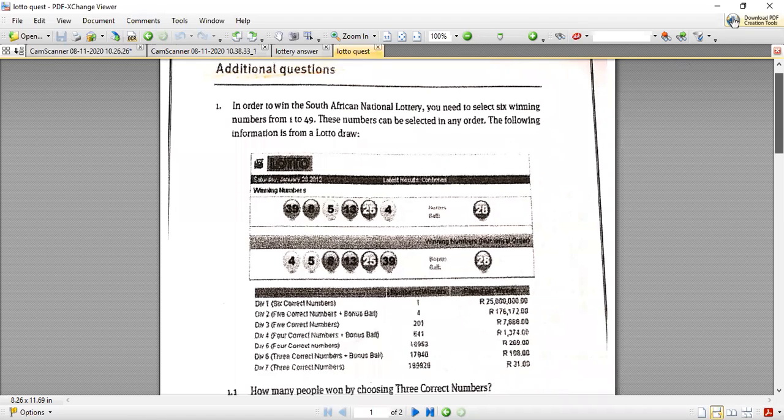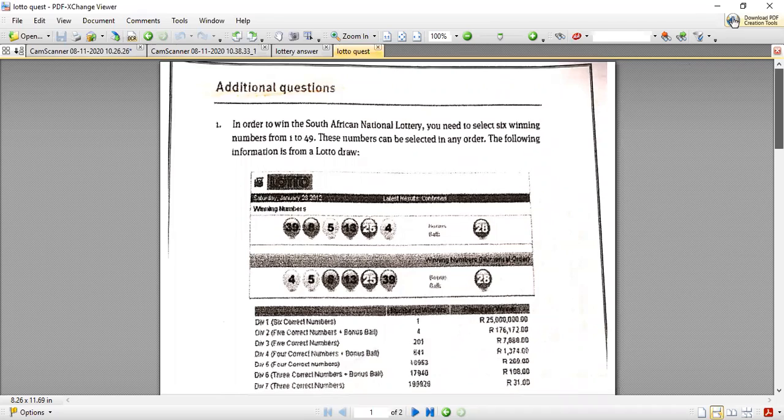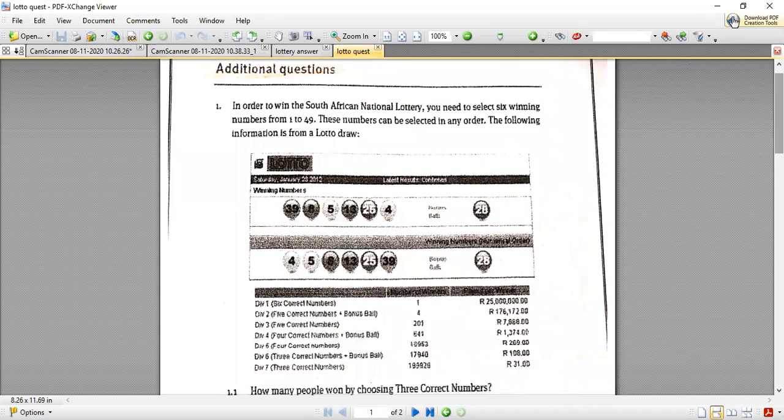Now, in South Africa, we have the National Lottery. I'm sure many of you are familiar with it. Obviously, gambling is not for persons under 18 years old. And you know people who take the lotto. The numbers that are in the lottery are from 1 to 49, and you need to select six winning numbers from the 1 to 49 in order to win the national lottery.